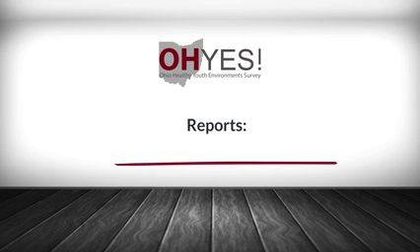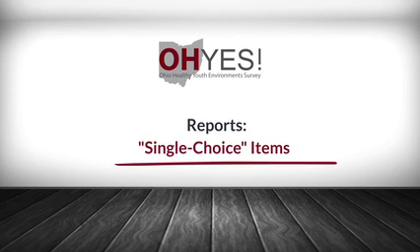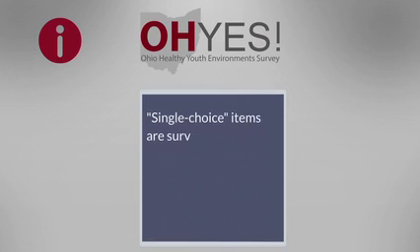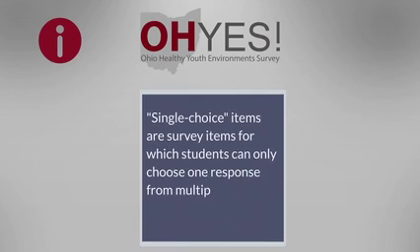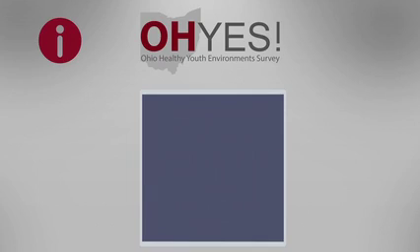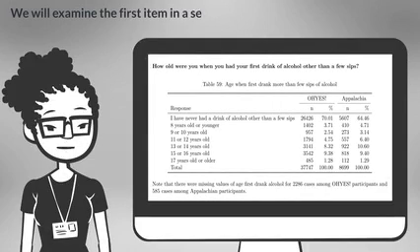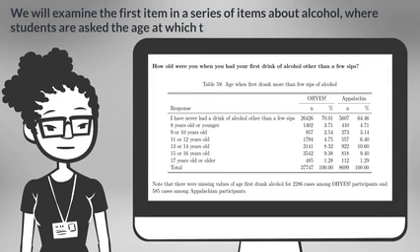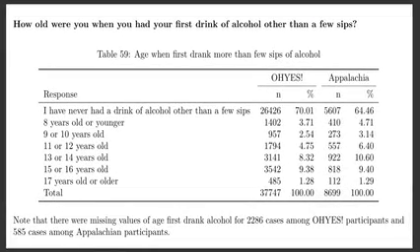Reports. Single-choice items. Single-choice items are survey items for which students can only choose one response from multiple available options. We will examine the first item in a series of items about alcohol, where students are asked the age at which they first drank alcohol. This item is shown. We will explore some of the specifics of this table as an example, so you feel more comfortable interpreting these tables in the report.